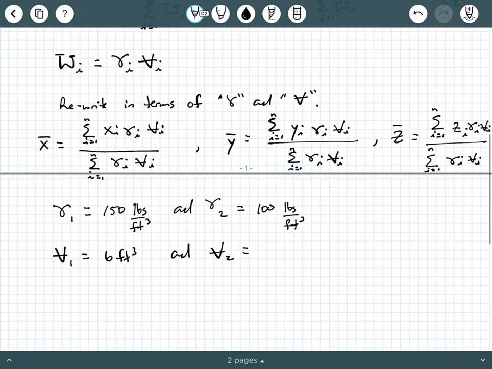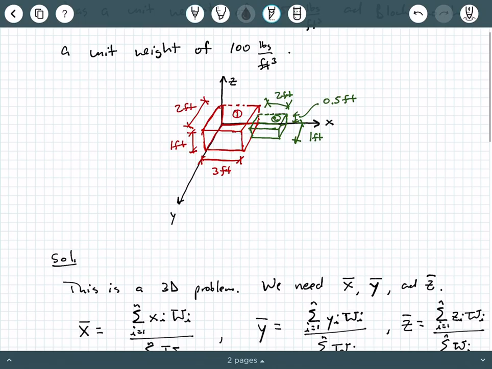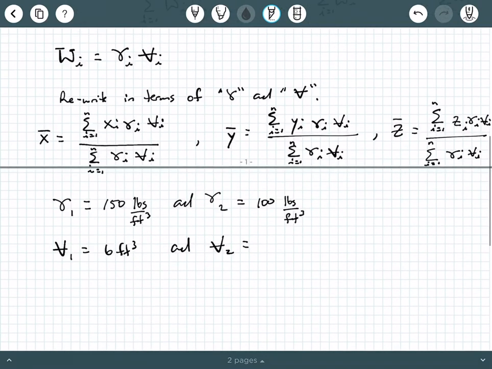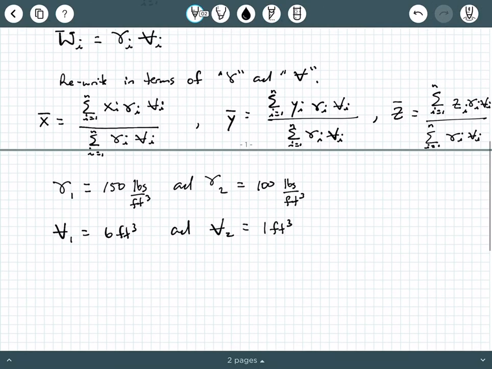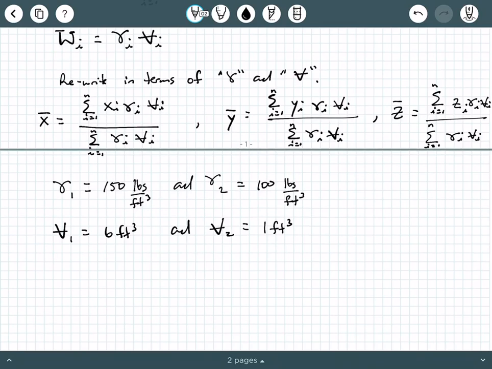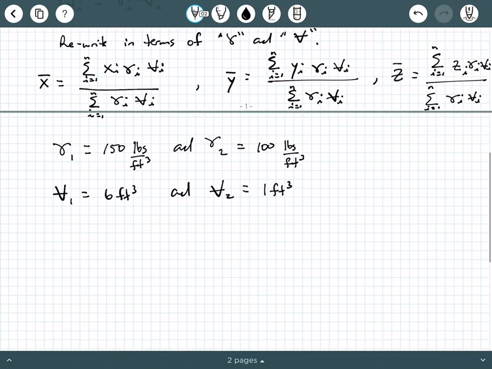Keep those units built in there properly. And then what about volume number 2? Again, it's another block, so it's 2 times 1 foot times 0.5 feet. In that case, it's just 1 cubic foot for V2. So now we're ready to substitute these values in. How many pieces do we have? We have 2 pieces, obviously, so little n equals 2. We're ready to go.